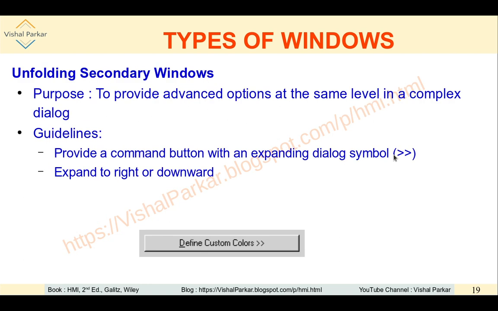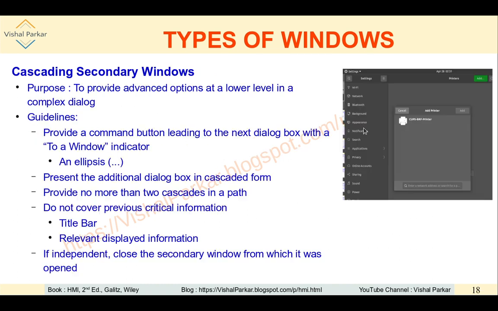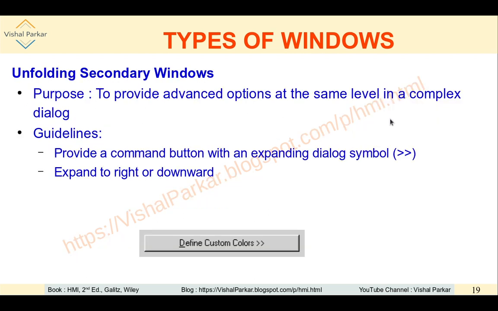Next is unfolding secondary windows. Here the purpose is to provide advanced options at the same level in a complex dialog. As we have seen previously, in the case of cascading, the click on a button will open a fresh new window, whereas in the case of unfolding, the window will be expanded when the corresponding control is clicked, for example this button, that will extend the existing window itself. It will not open a new window.